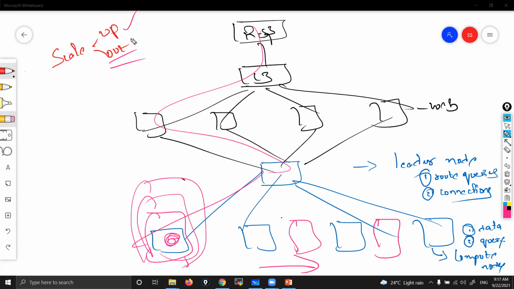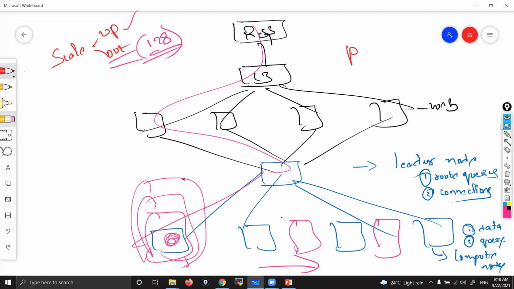There is no limit to scale up. But there is a limit to scale out, that is only 128 nodes max. That's the limitation they have given. Maximum it can have 128 nodes. And this data warehouse, this Redshift, is capable enough to store petabytes of data. Petabytes only as of now. Petabytes means huge, guys. But that's the upper limit.